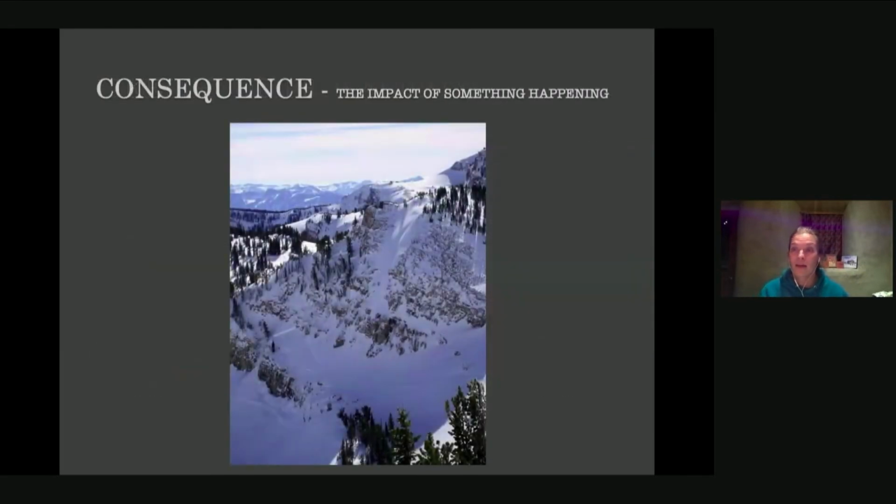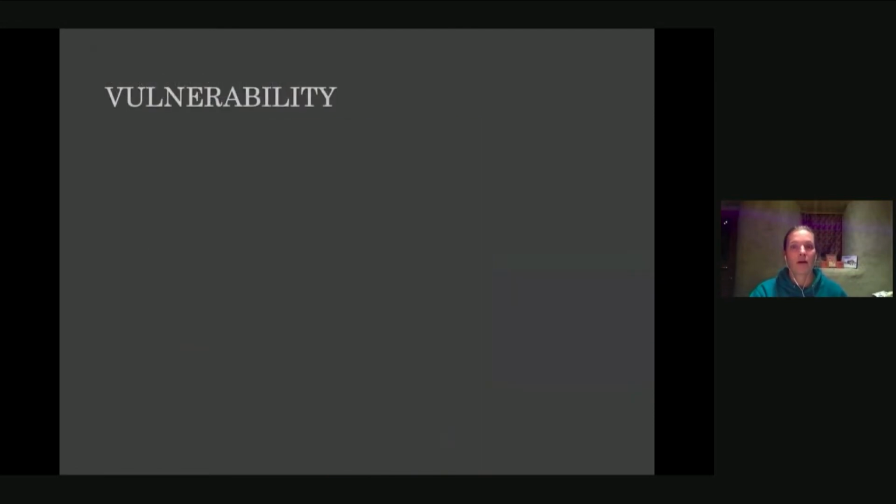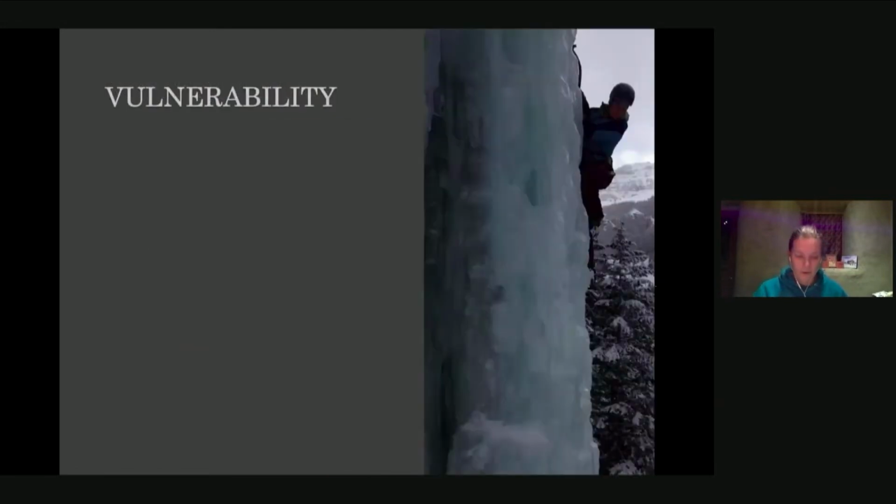The other thing I'm going to think about is the consequence or the impact of something happening. What happens if I trigger an avalanche at the top of this slope? What happens? Is it just a twisted knee, or is it I could get killed? And evaluating that is really important. This is where we start our conversation about risk, which influences our choices for the day. What's the likelihood of something happening? What's the impact of that thing happening? And then we talk about vulnerability.